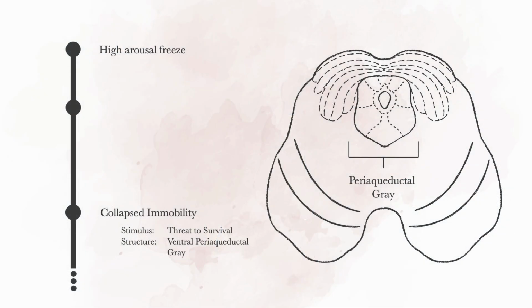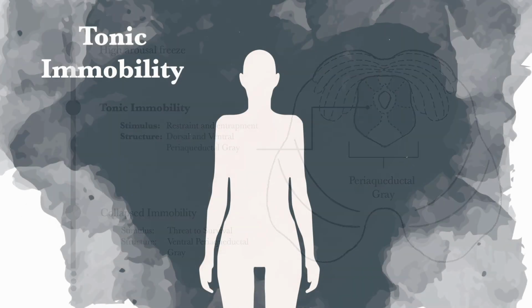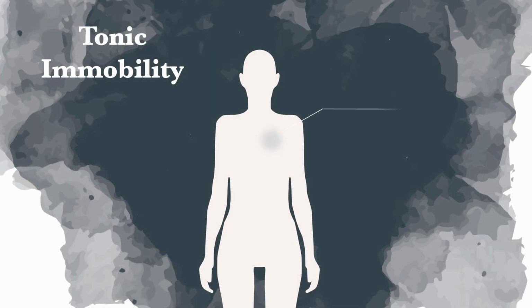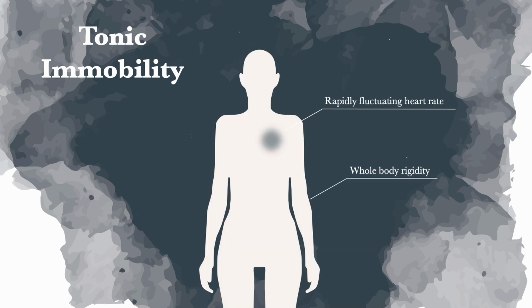But before collapsed immobility is engaged, there is typically another type of freeze response that occurs. You will recall it mentioned in the previous video, where co-activation of the dorsal and ventral portion of the periaqueductal gray occur. This freeze response is called tonic immobility. Tonic immobility includes a rapidly fluctuating heart rate and an inability to move or cry for help. The whole body is rigid. There is a sense of terror and horror.